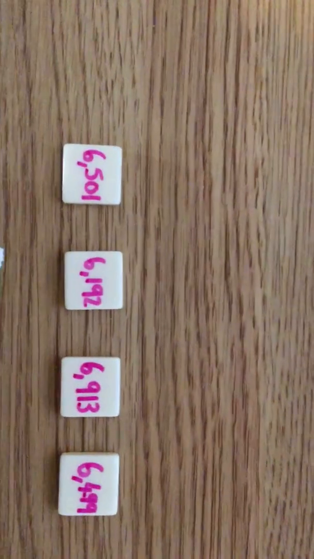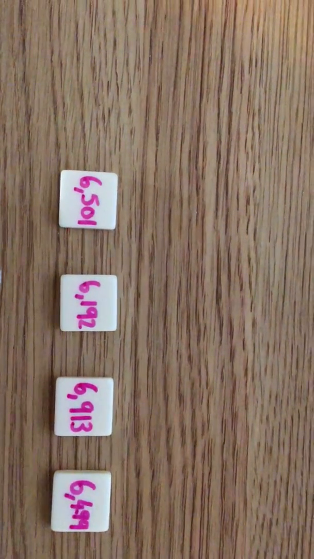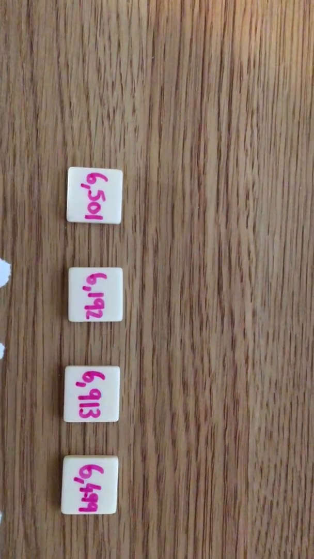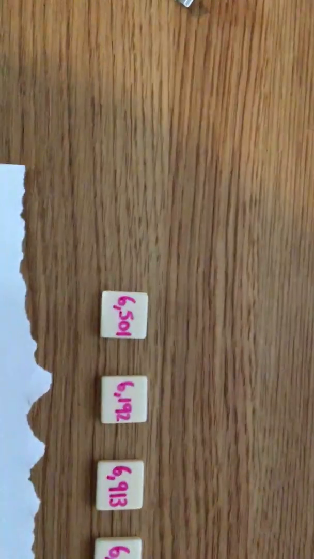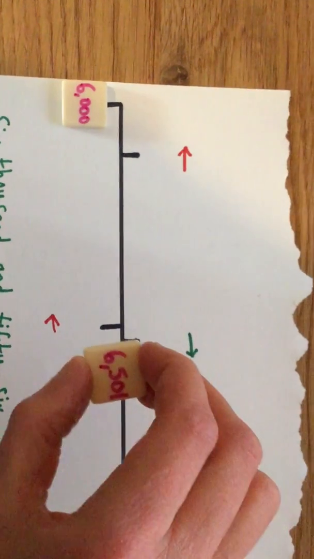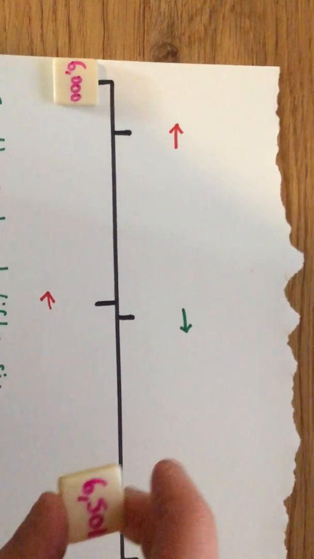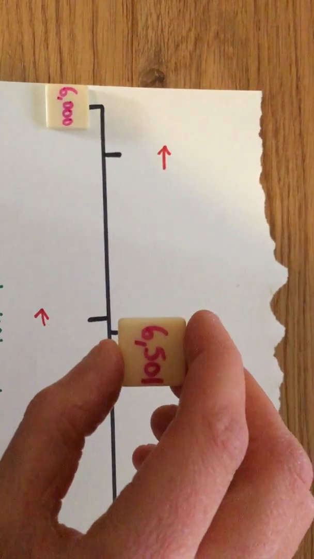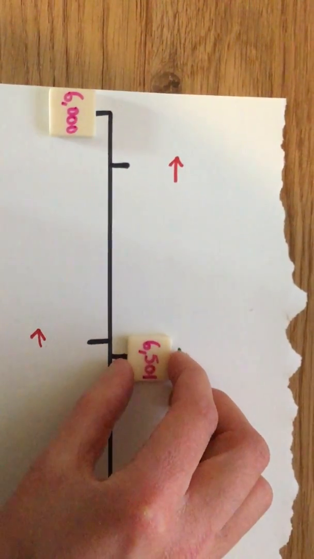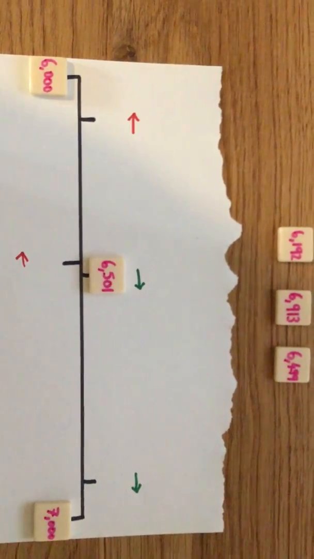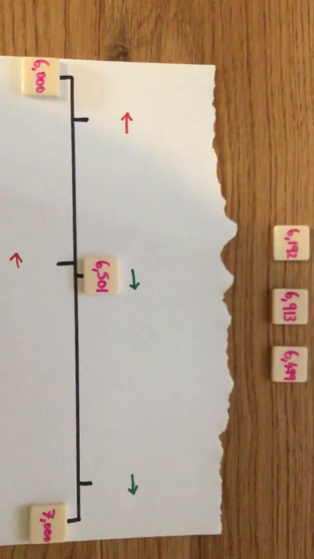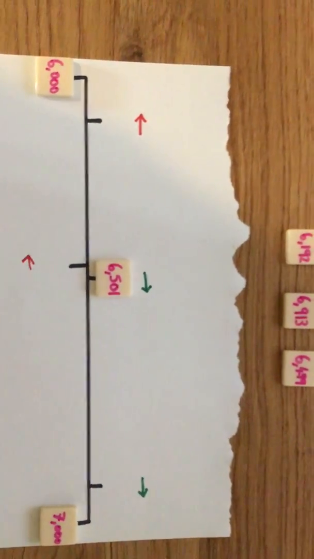So firstly, 6,501, that's pretty much directly between 6,000 and 7,000. So it needs to go somewhere in the middle. So if I pick up that one, now I need to decide, does it go this side of the middle or this side? Well, it's slightly over 6,500. So I think it needs to go just there. Just over halfway. 6,500 would be halfway between 6,000 and 7,000. So 6,501 is just over halfway.